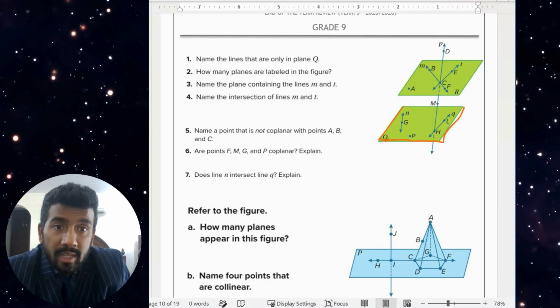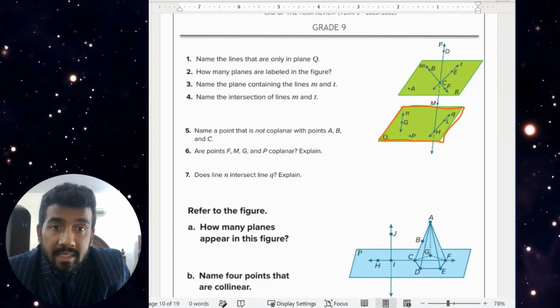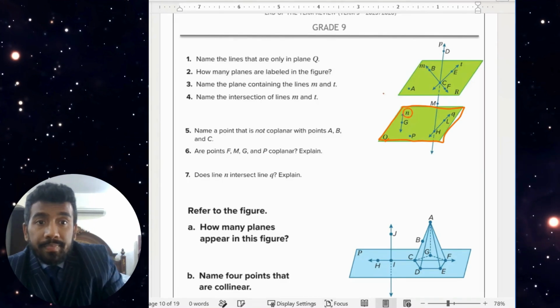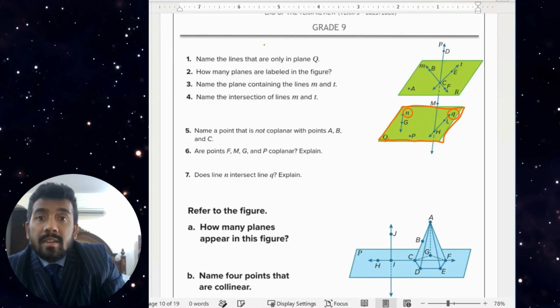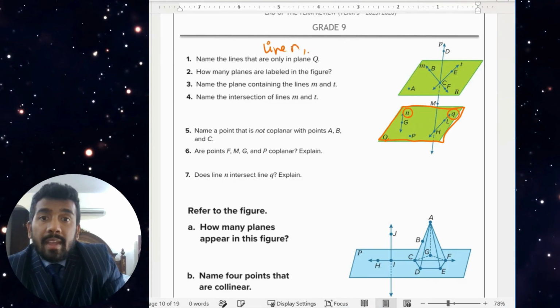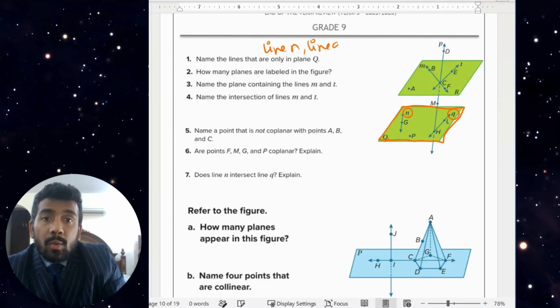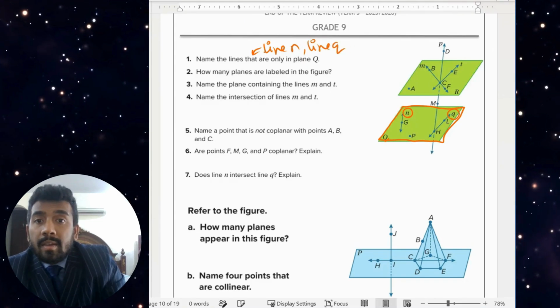In this box, which are the lines you can see? I can see this line. So what is that line? N. And I can see this line. That is line Q. So what are the lines? Line N and line Q. Okay. What about the next one?